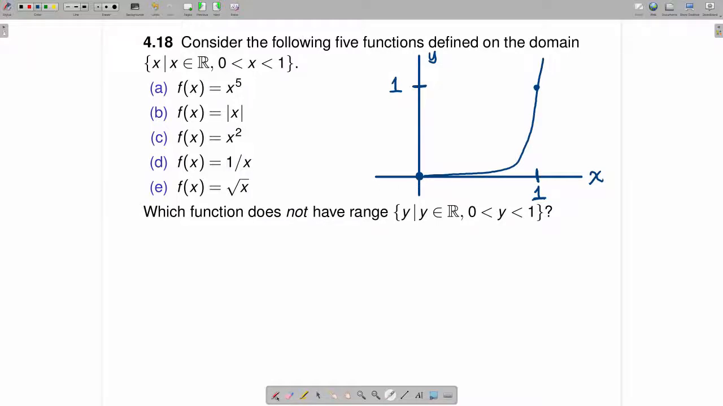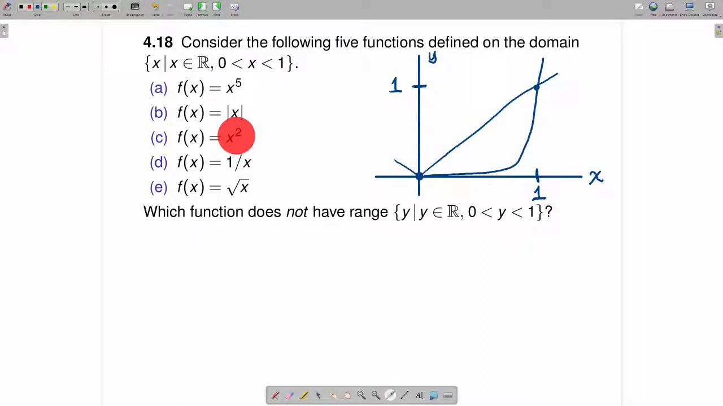Let's try this second one. Y is equal to the absolute value of x. It's the second function. Y is equal to the absolute value of x. And that is actually a line that connects 0, 0, and 1, 1. Of course, the absolute value function has that V shape, but we're only concerned about it between 0 and 1. So this one also has a range that is from 0 to 1, so this is not the answer.